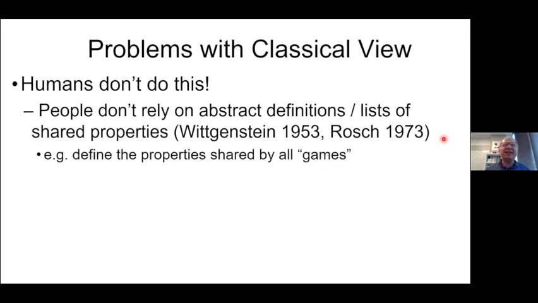Wittgenstein's classic example was, can you define a list of properties shared by all games? Okay. And the answer is no. It's impossible to do that. Games could be so varied. There is not a single thing that's in common between all of them.